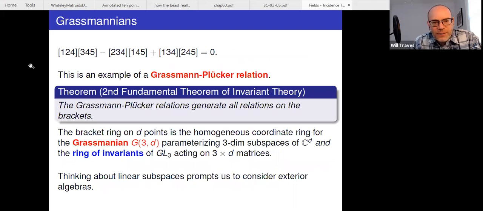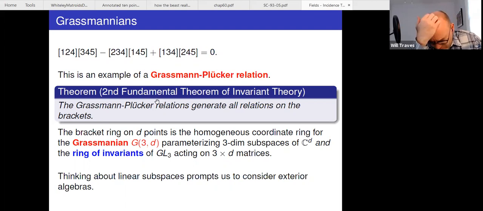Okay, so what's going on with these kinds of equations that we have, these trinomial equations among the brackets? There's many of these trinomial equations, and these quadratic equations actually generate all of the relations among the brackets. They're called Grassmann-Cayley relations. And so the second fundamental theorem of invariant theory says exactly this, that the relations among all the brackets are generated by these Grassmann-Cayley relations.